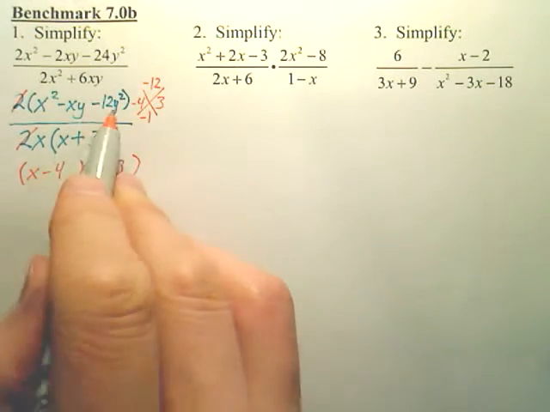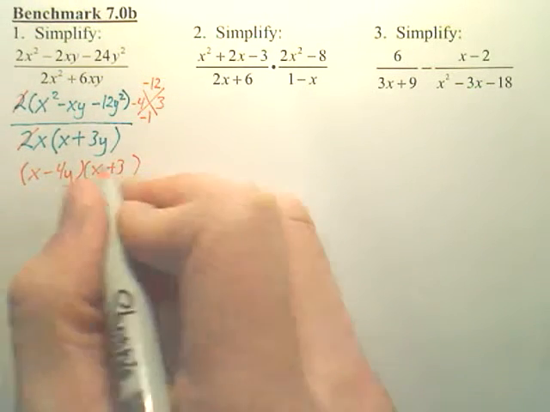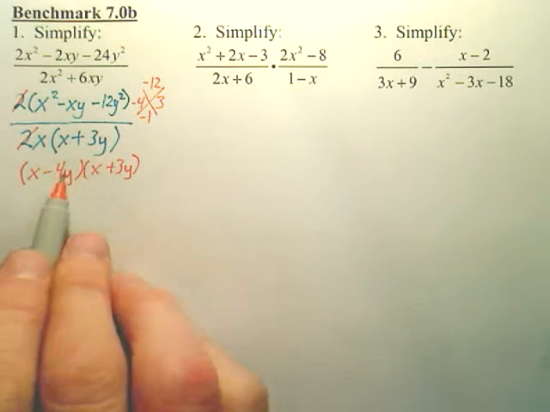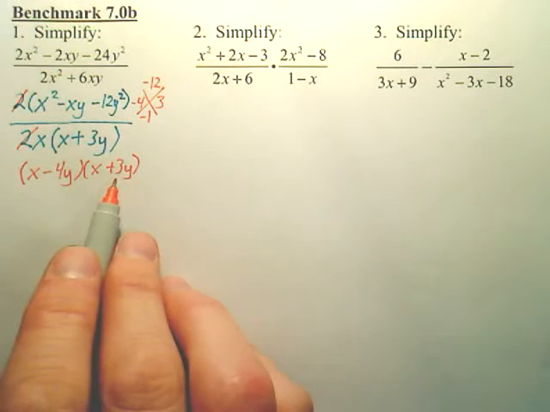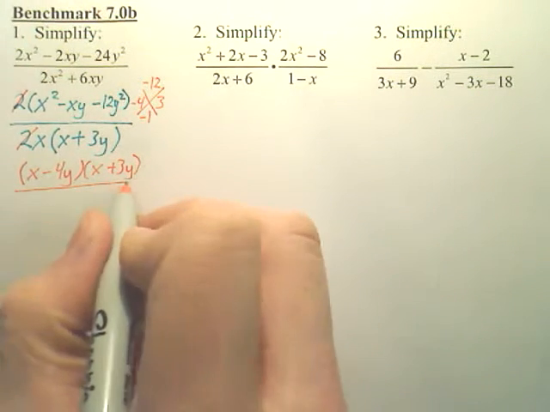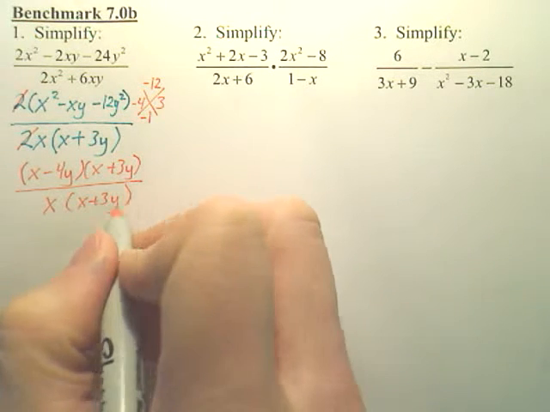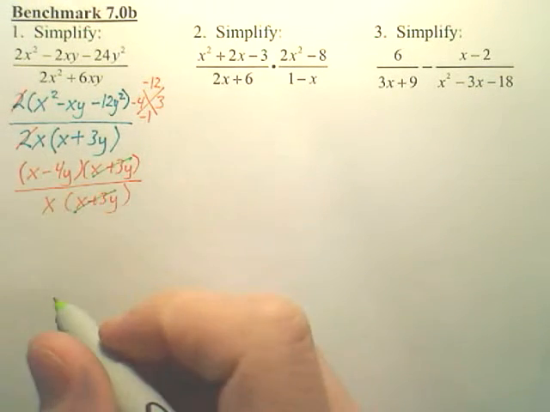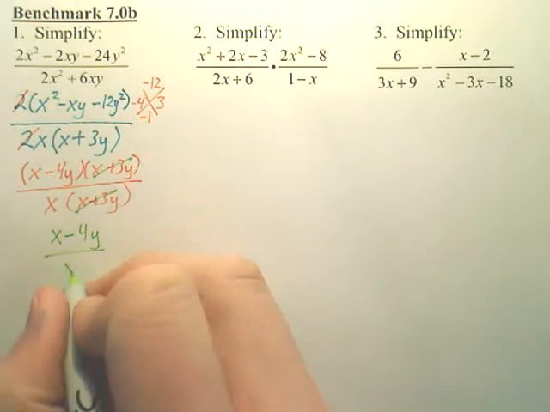But how do we get these y's? In order to get those y's in the situation, we need to put a y at the back. In order for this to be the answer with a y here and a y squared there, this needs to be a negative 4y and a 3y. And on the bottom, we have x and x plus 3y. Now, hopefully that helped you. Notice you can cancel now. These cancel, leaving you x minus 4y over x.